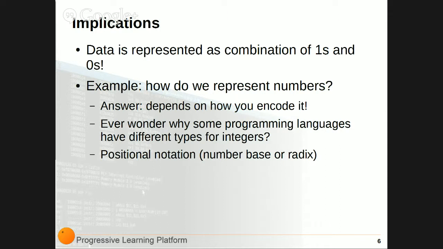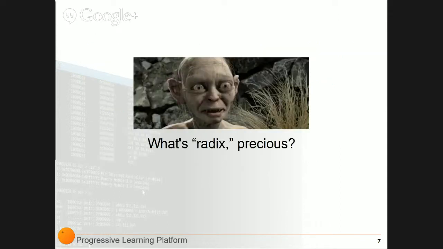So what makes base numbers work with computers is the fact that we know about positional notation, number base or radix, right? So what's radix? You've answered it. So you took 2 minutes off my lecture time, but I'll do that anyway.